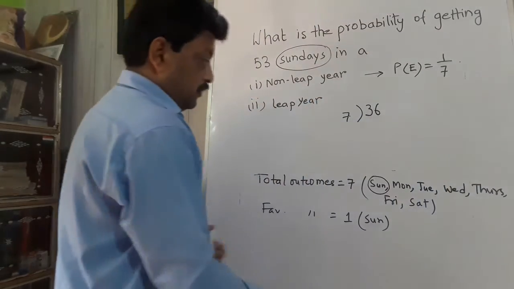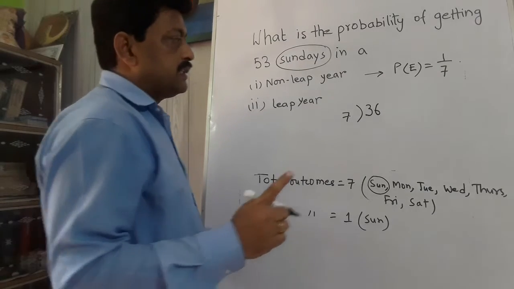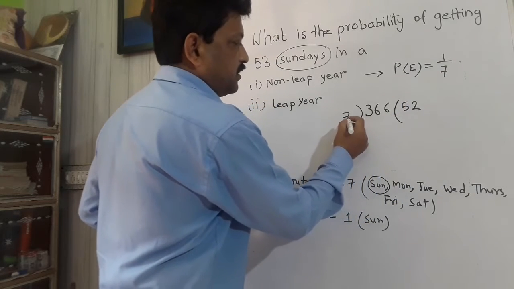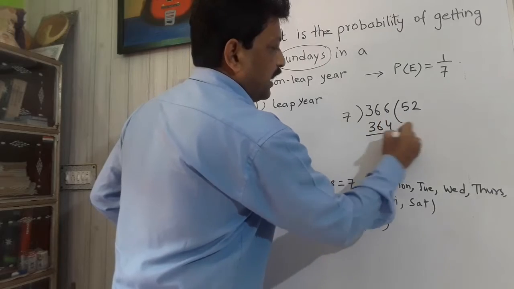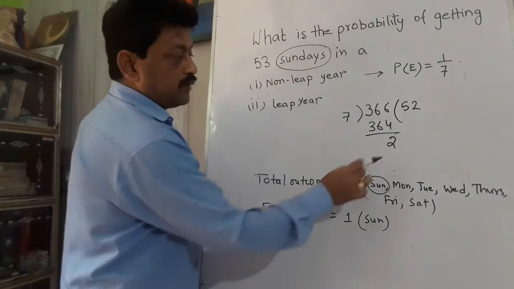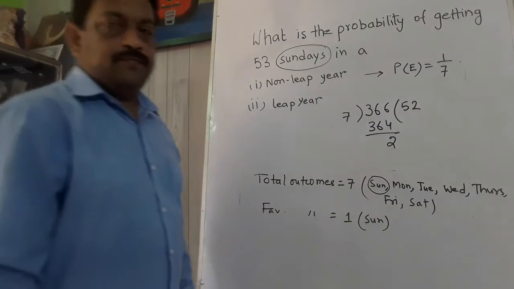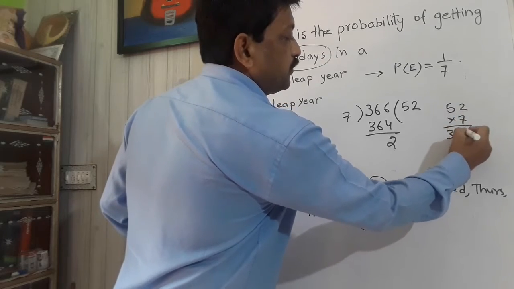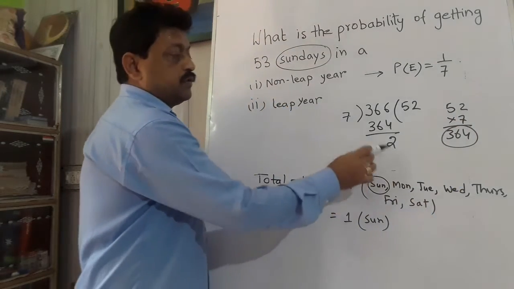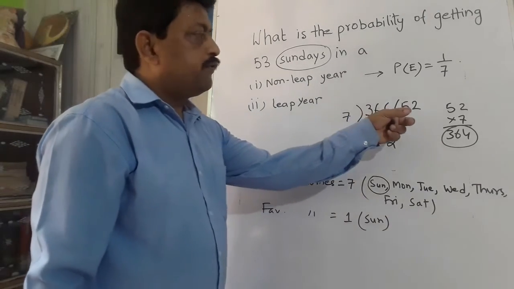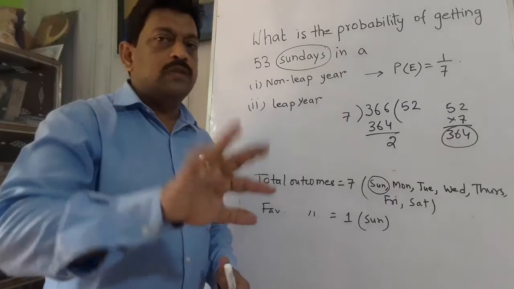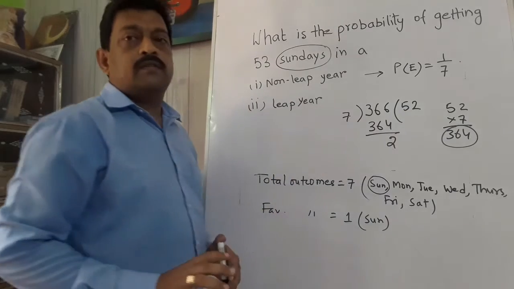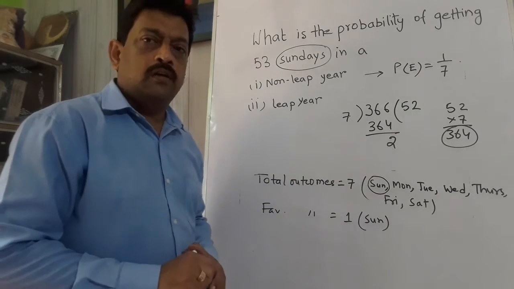In a leap year, we know there are 366 days. So if we divide these 366 days by 7, we will have 52 complete weeks plus 2 additional days. I mean 52 into 7 gives 364. So 364 days plus 2 additional days. 52 complete weeks means 52 Sundays will obviously come. It is certain that 52 Sundays will come. Now these 2 additional days can be any 2 days of the week.